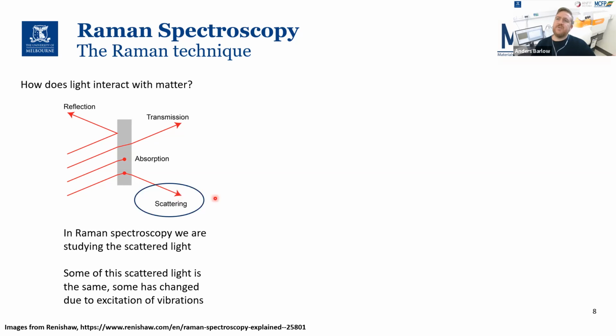And with Raman spectroscopy, we are really focusing on the scattering part of this diagram here. So we're looking at the light that has interacted with the material in some way, and it has scattered from that material. And as a result, it has changed in some way through the excitation of different mechanisms within that material.